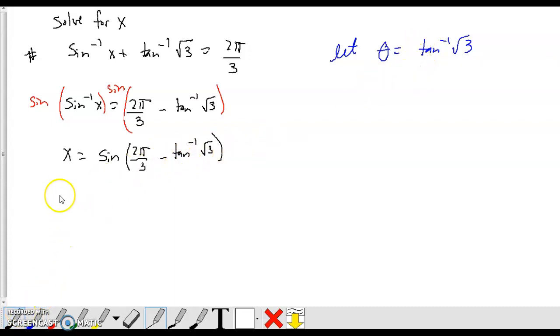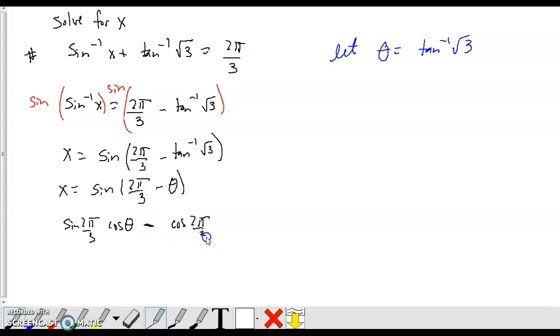So now all of a sudden I have x is equal to sine of 2 pi over 3 minus theta. One way we can solve this is to say sine of 2 pi over 3 cosine of theta, keep the sign the same, cosine of 2 pi over 3 sine of theta. The problem is we need to know what theta is, so let's go back over here, I'll do it in blue. Tangent of theta is equal to root 3. Again, this used to be an inverse, so we only want to look at quadrant number 1.